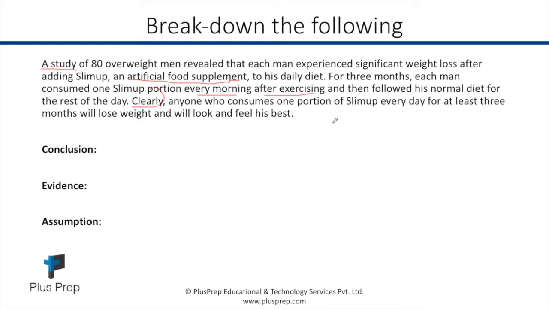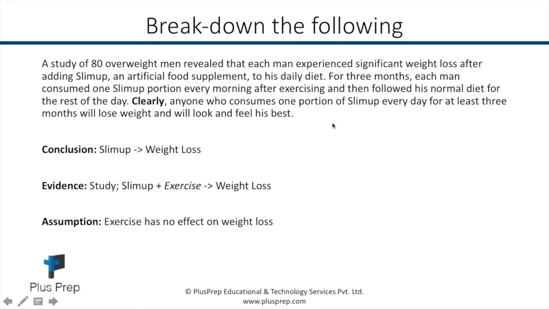Remember, just because it seems like an unimportant thing when he talks about it doesn't necessarily mean it isn't. It's very likely that the people lost the weight because of exercise, right? So looking at the details, conclusion is that Slim Up is the cause for weight loss. The evidence is that Slim Up plus exercise in that study resulted in weight loss. So think about it, when the evidence suggests that there was exercise involved, and the author says that Slim Up alone will give you weight loss, what do you think is the assumption about exercise?